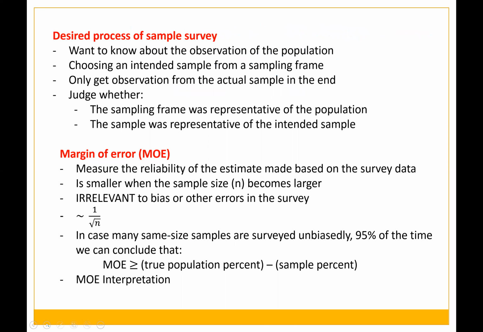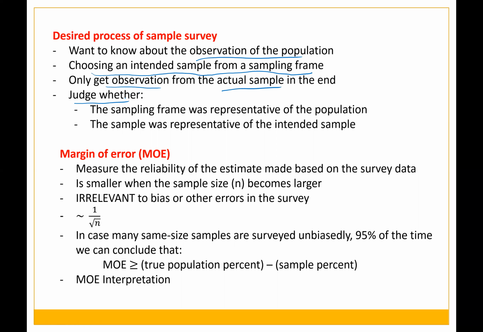Then we have the prototype process of a sample survey. The purpose of a sample survey is to learn about the observations of the population. The step is choosing an intended sample from a sampling frame, and you send out those surveys. But we usually don't get all of the results back. Usually we just get a portion of it, which we call an actual sample. So we only get results from the actual sample back. Not every subject that we send the survey to is going to answer it.